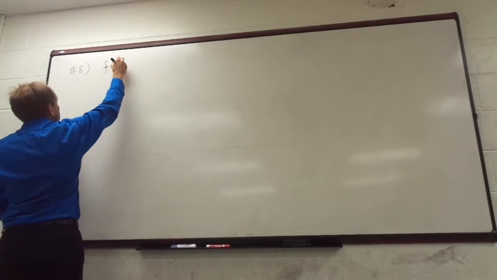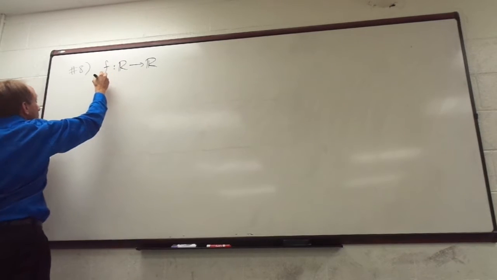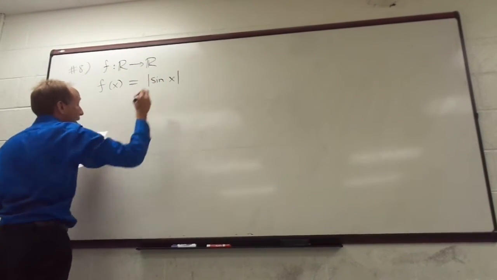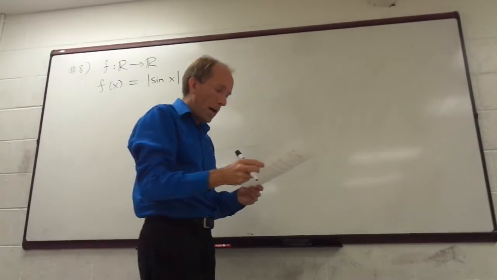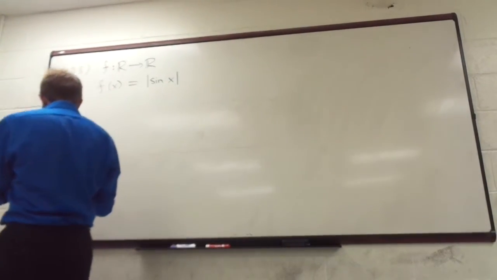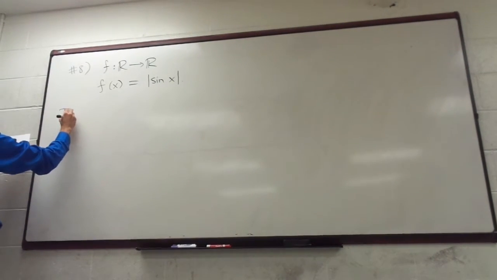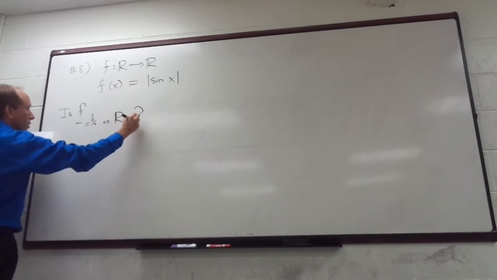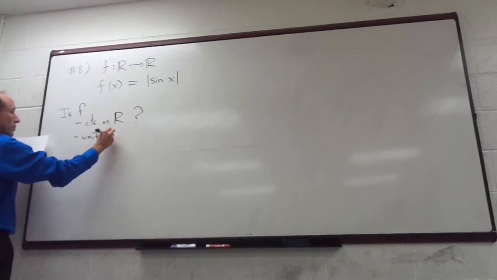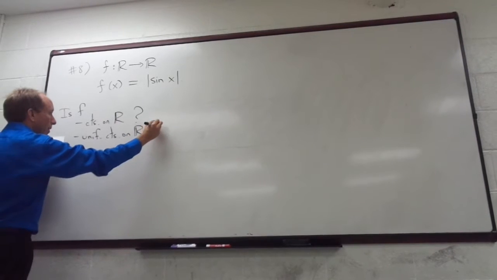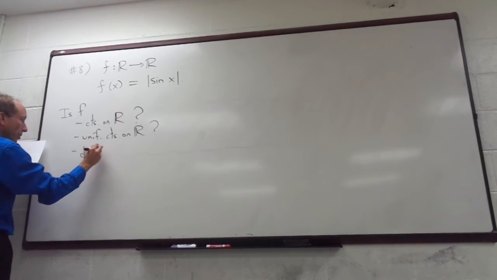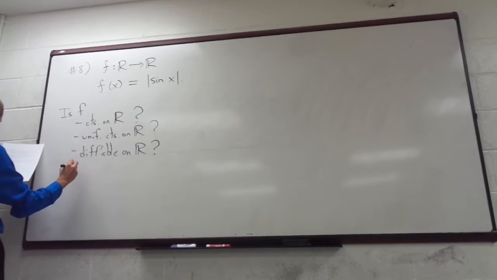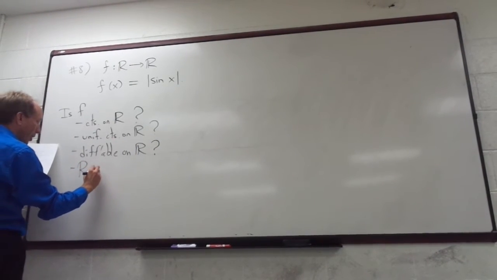This is a problem where we have a function from R to R, and the formula is f of x equals absolute value of sine of x. Okay? And then the question is going to ask us several things here. Is f continuous on R? Uniformly continuous on R? Differentiable on R? And Riemann integrable on R?